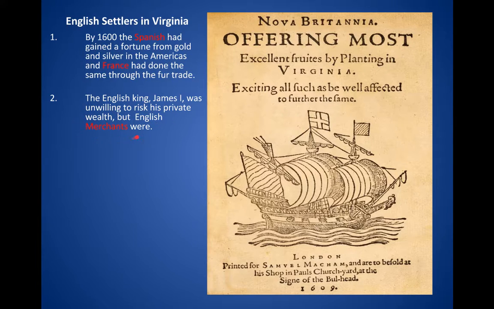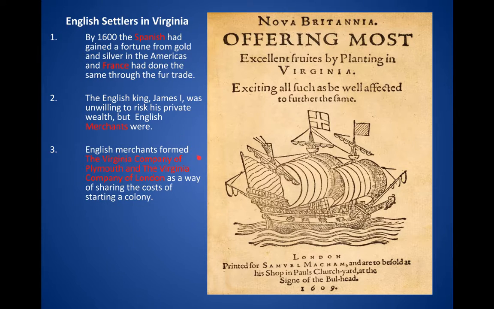This word merchants basically means somebody with enough money to own a ship or a fleet of ships and willing to use this ship or the multiple ships to go to a different place and either trade or haul cargo to make money. So merchants are people who have ships and are willing to use the ships to make money. So these English people with big ships wanted to get in on what the Spanish and French were already enjoying in the Americas.